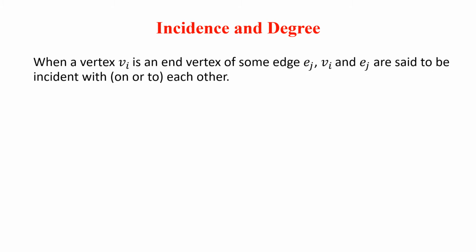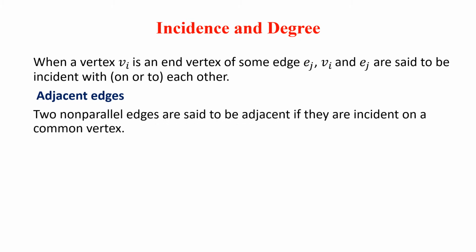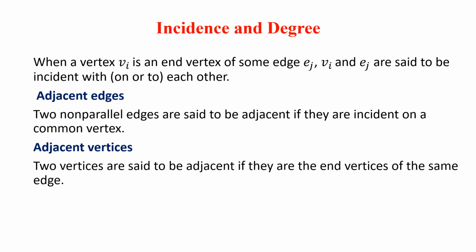Definition of incidence and degree. When a vertex Vi is an end vertex of some edge Ej, Vi and Ej are said to be incident with, or incident on, or incident to each other. Adjacent edges: two non-parallel edges are said to be adjacent if they are incident on a common vertex. Adjacent vertices: two vertices are said to be adjacent if they are the end vertices of the same edge.